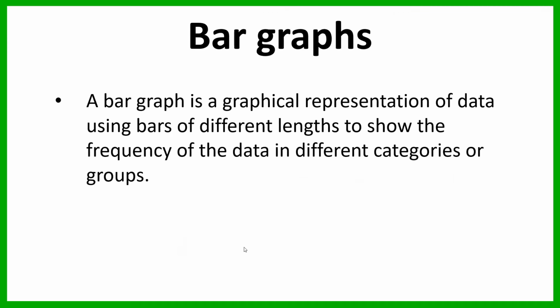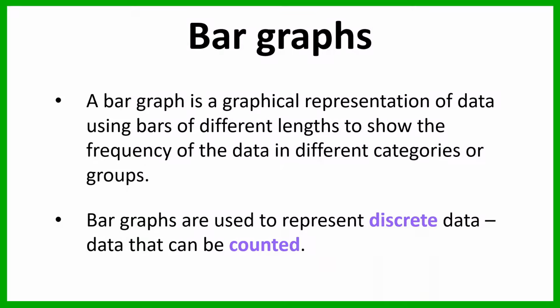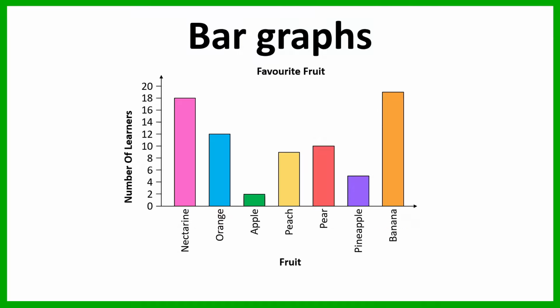A bar graph is a graphical representation of data using bars of different lengths to show the frequency of the data in different categories or groups. Bar graphs are used to represent discrete data. This is data that can be counted. Here's an example of a bar graph.